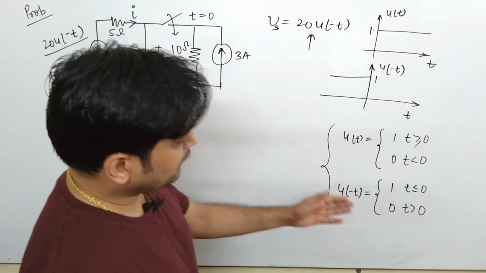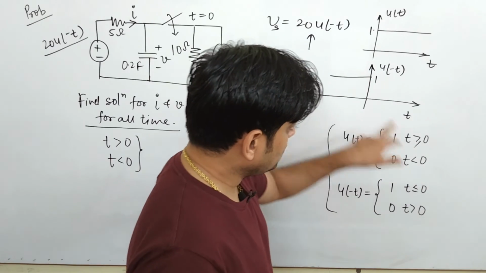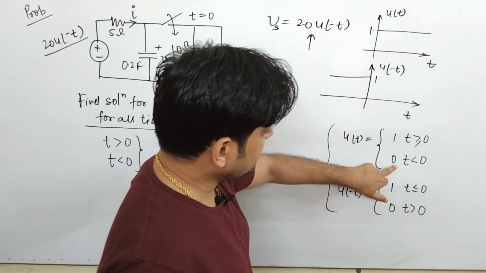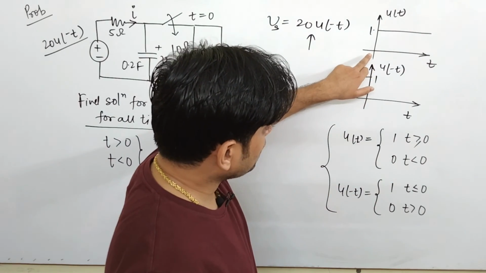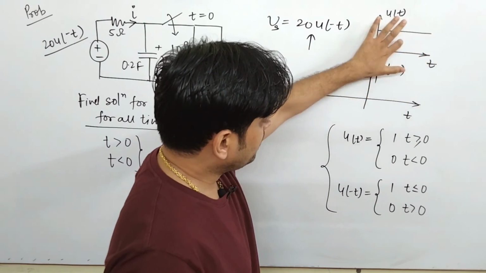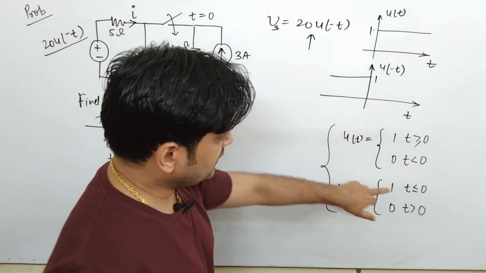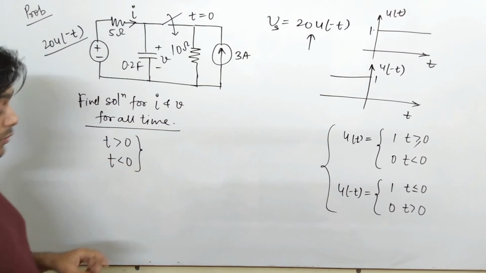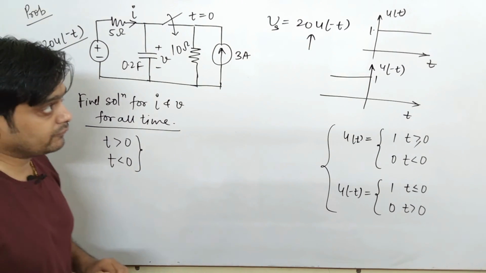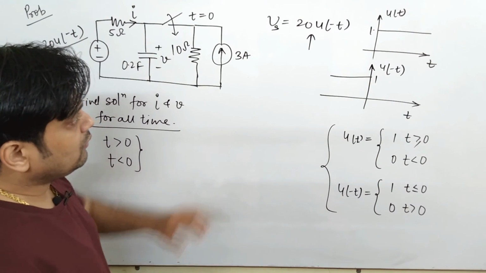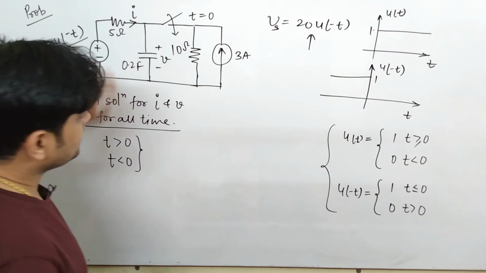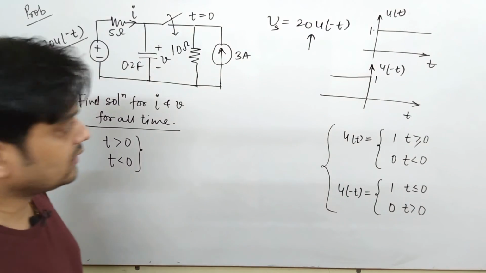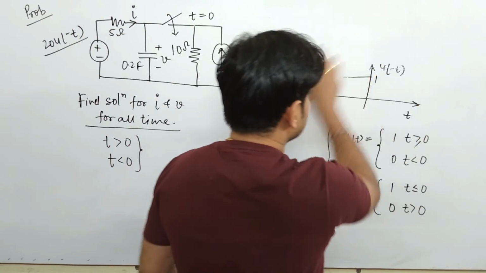If you go for t greater than 0, the value of u(-t) is 0. If you go for t less than 0, it is 1. Similarly, for 0 and higher values, u(t) is 1, while u(-t) is 1 for t less than or equal to 0. So this is all about the property of the unit step function in terms of u(t) and u(-t). Now this 20 u(-t) is the signal which is applied here. That means for t less than 0, that voltage is existing.